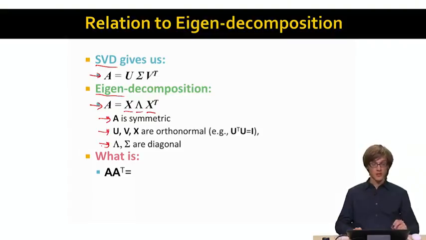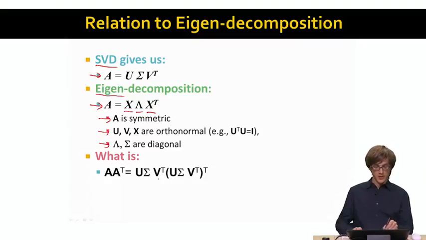So let's consider this simple case. Let's consider what is A times A transpose. We know that we can take the matrix A and perform singular value decomposition of it. So let's do that. A times A transpose is the singular value decomposition of A times the singular value decomposition of A transpose, which is the same as the singular value decomposition of A and then transposing that. So now let's start thinking, what do we get next?